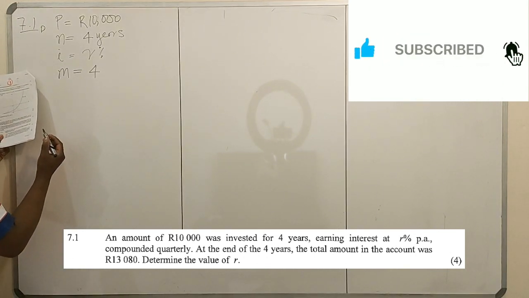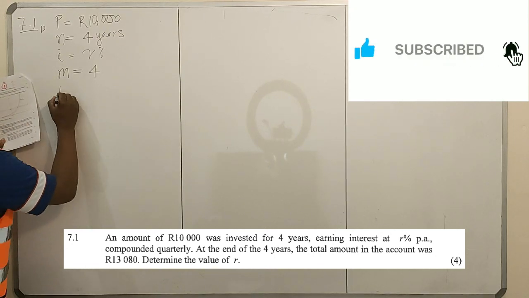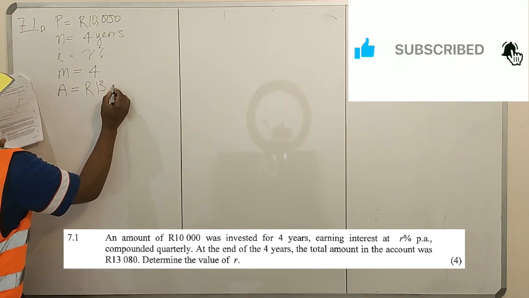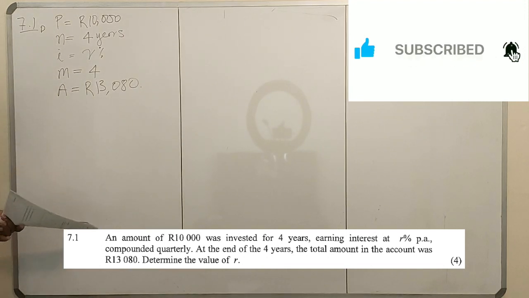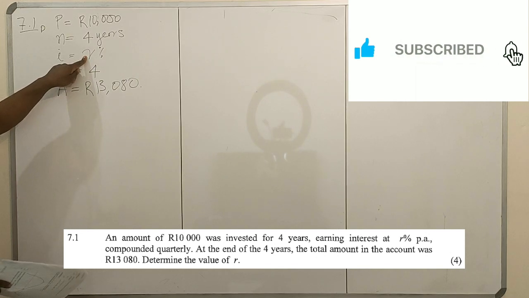And at the end of the investment period, or at the end of 4 years, you had a total of 13,080 rands in your account. This is the amount that you have. So what do they want from you? They want to find the interest rate R.